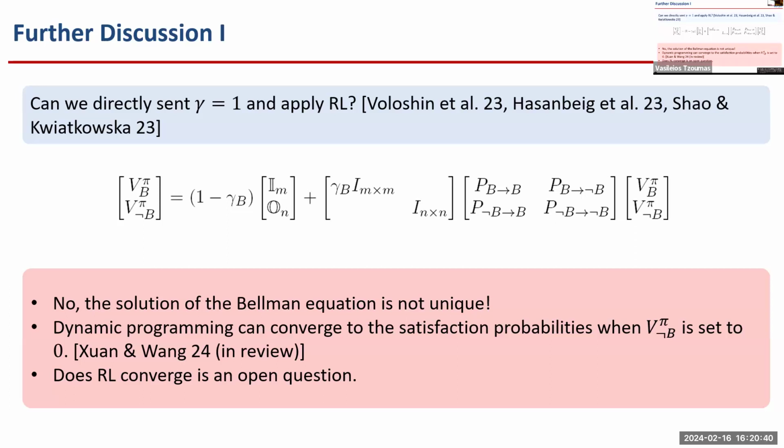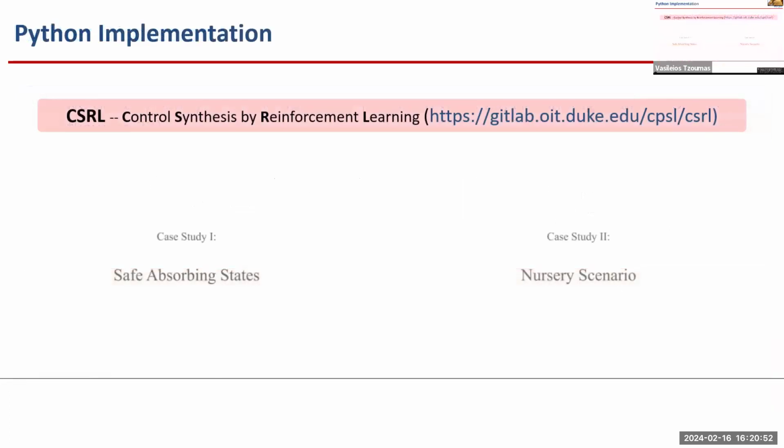If you really want to set gamma to be 1, the general take-home message will be that you have to initialize your value smartly. And here are some simulations. I think we are running out of time.